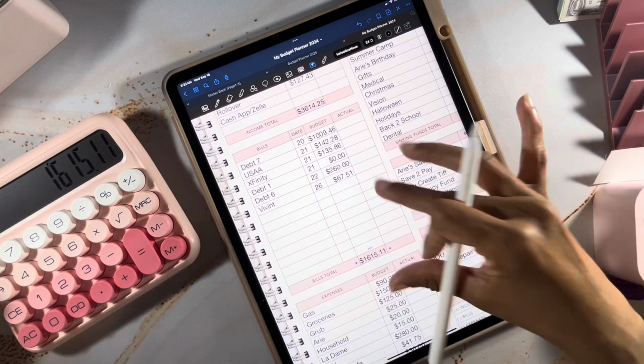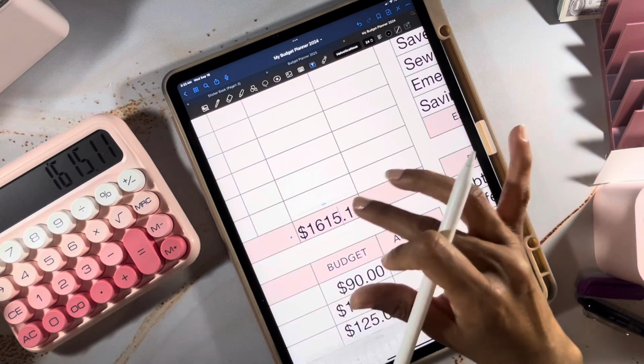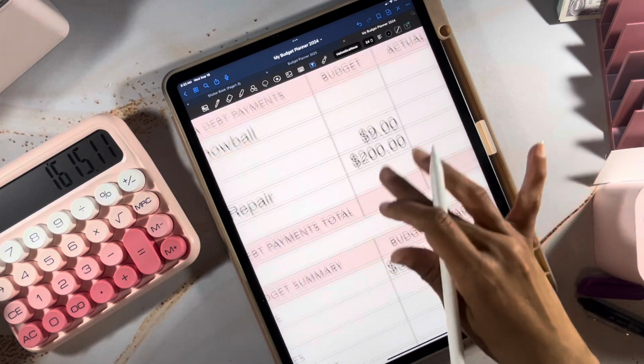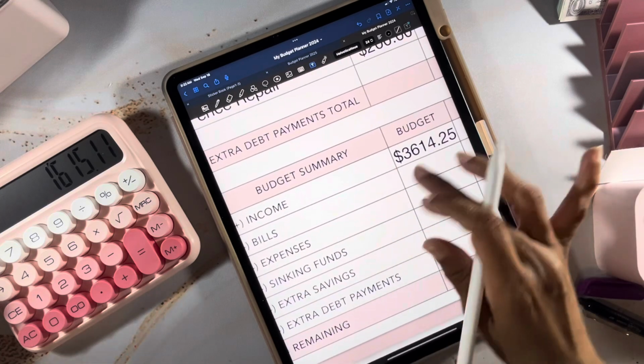So let's go ahead and we're going to copy this, and we're going to put it in our budget summary for bills.